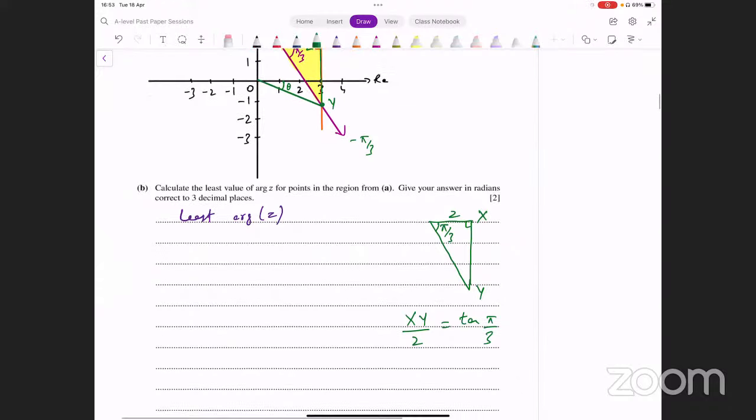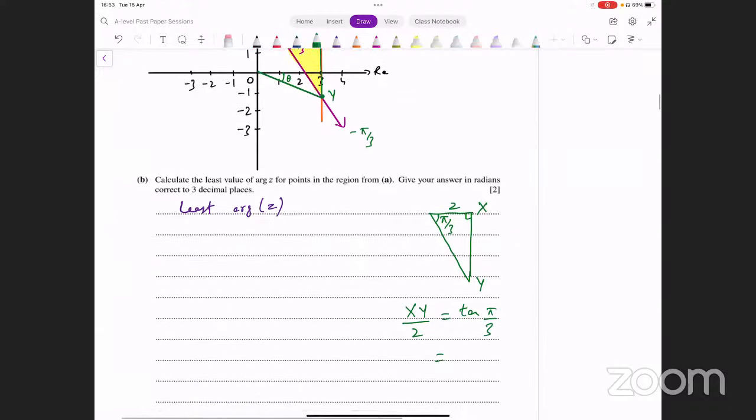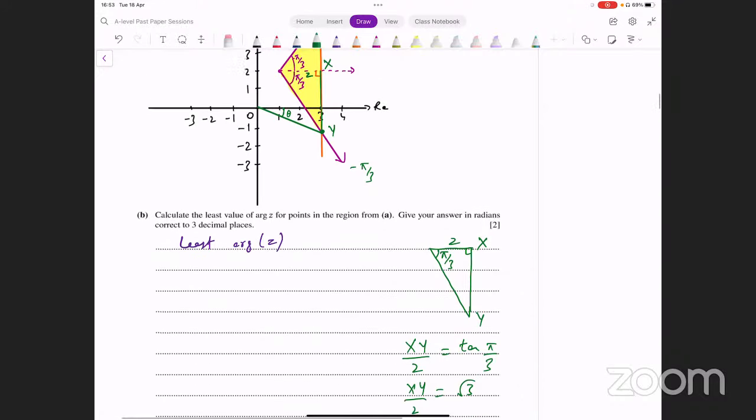All right. Now, what is tan of pi over 3? Tan of pi over 3, you can evaluate with a calculator. I think it's square root of 3. So this would turn out to be xy over 2, and xy equals 2 square root of 3. So this length xy is 2 square root of 3.